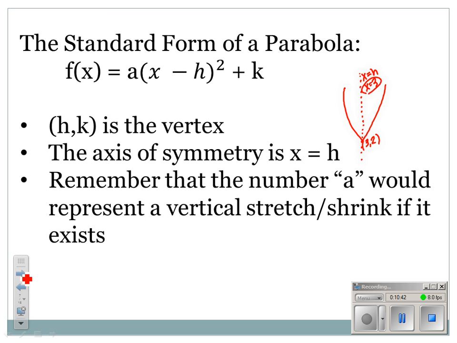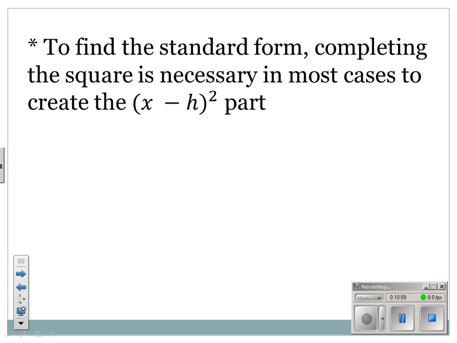Okay? In a lot of our parabola cases, that number is going to just be a 1, and so we won't actually see something there. But if there is a 4 or a 2 or something, we deal with it like we did when we were sketching those previous 4 graphs. Now, to find the standard form, completing the square is necessary in most cases to create that x minus h squared part.